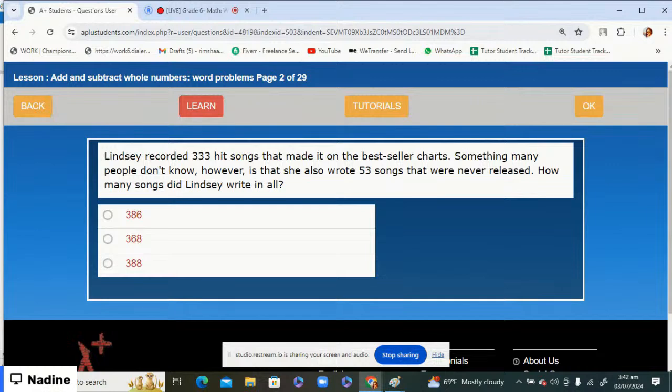Lansay recorded 333 hit songs that made it on the bestseller chart. How much? 333. Got it? Something many people don't know, however, is that she also wrote 53 songs that were never released. How many songs? 53 songs. How many songs did Lansky write in all? So if they're saying in all, we can add up all the numbers together. Okay, so let's just add 333 with 53.